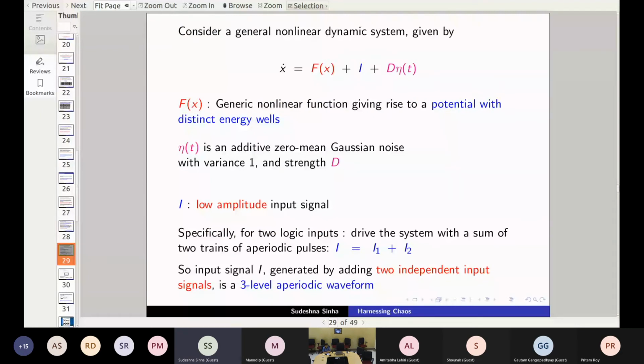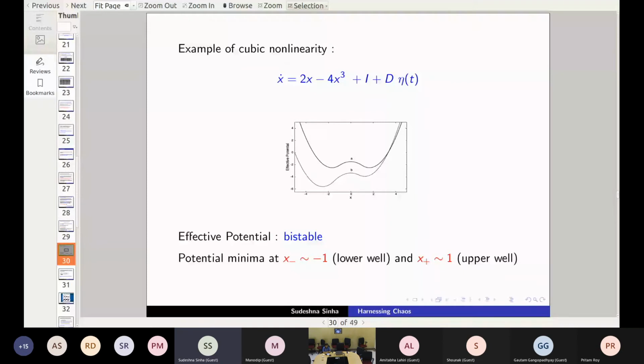So if you take a nonlinear system, very, very general, just put an f of x which has wells, some distinct energy wells. Now I drive it with a low amplitude signal. Remember, it's low amplitude. It's below the threshold, sub-threshold. Because we want to have low amplitude giving big results, right? That's the hope. And this is aperiodic, because it is given by the outside, whatever comes. And it's a three-level waveform. So for instance, you can have a cubic nonlinearity and you have two wells.